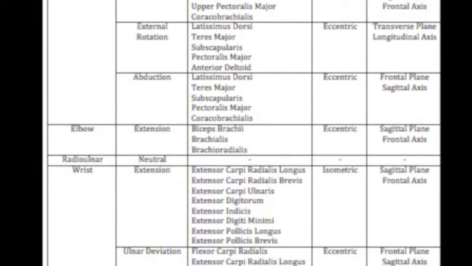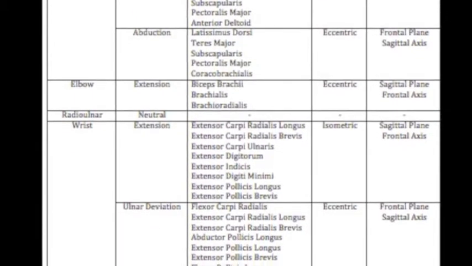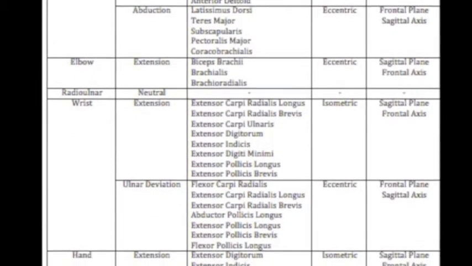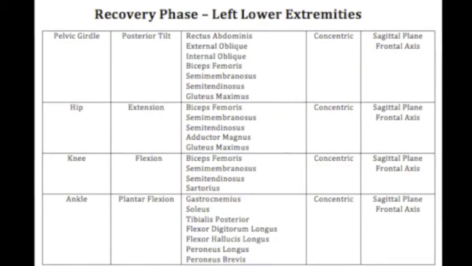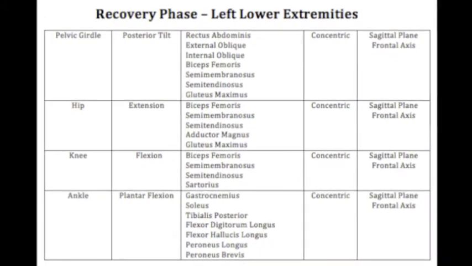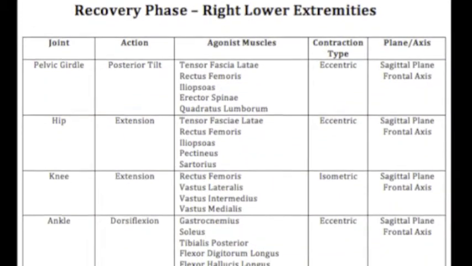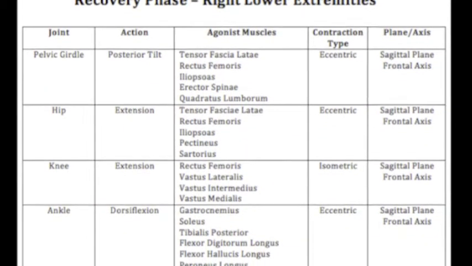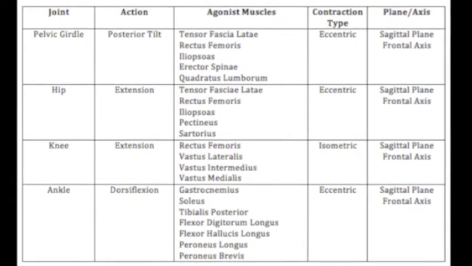On the right side, the pelvic girdle is tilting posteriorly eccentrically as the anterior pelvic rotators resist the force of the body entering into posterior pelvic rotation. There is eccentric hip extension as the hip flexors are contracting to resist the hip entering into extension. The right knee is extending isometrically using the knee extensors, while there is eccentric dorsiflexion of the ankle as the plantar flexors of the ankle contract to resist the ankle going into dorsiflexion.